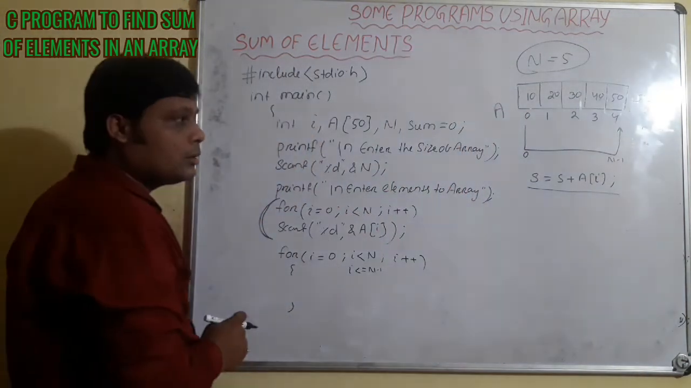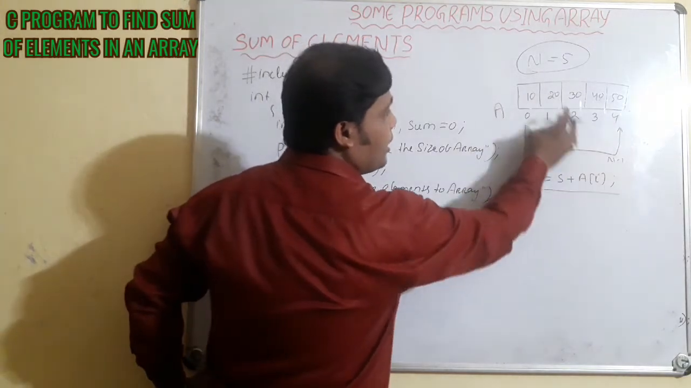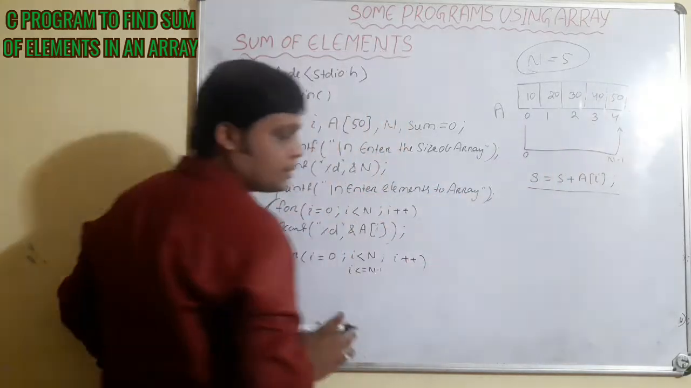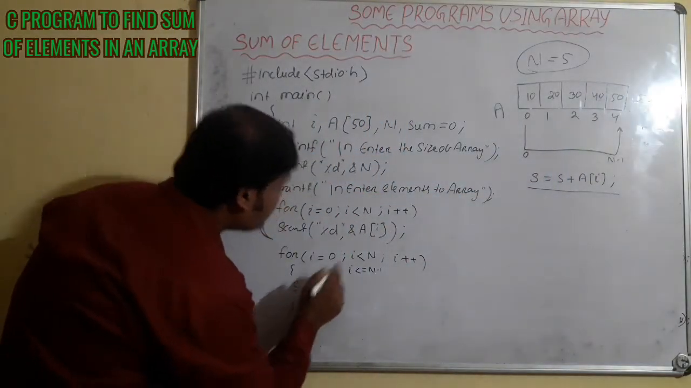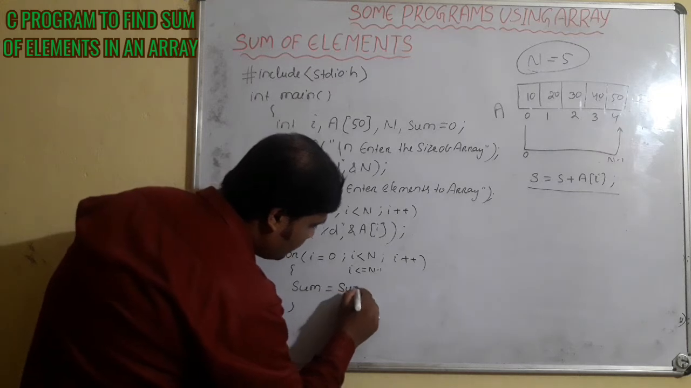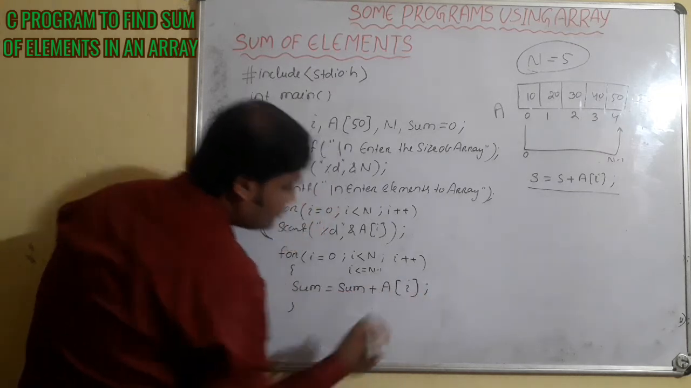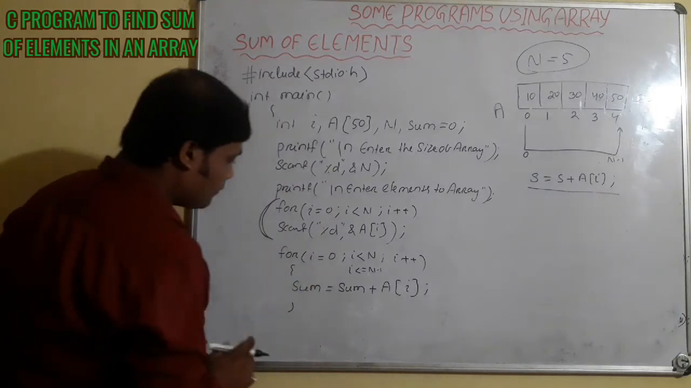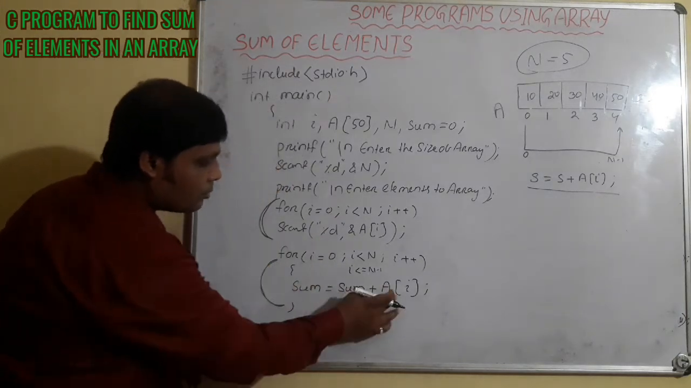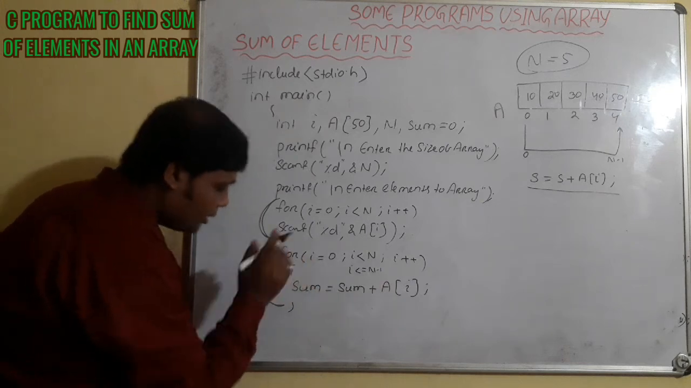That means a of 0, then it will be added to a of 1, a of 2, a of 3, a of 4 like this. Just see, for sum I have taken the variable sum. Sum equal to sum plus a of i. Just see, after completion of this loop, the total sum will be stored in this variable sum.